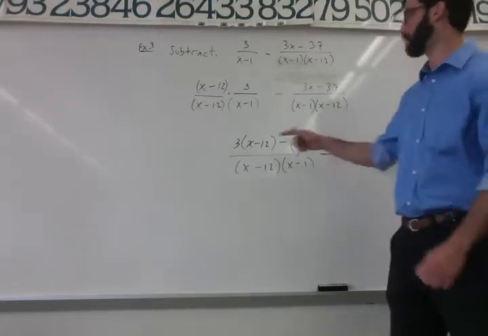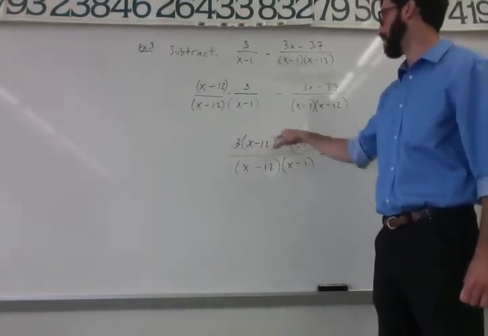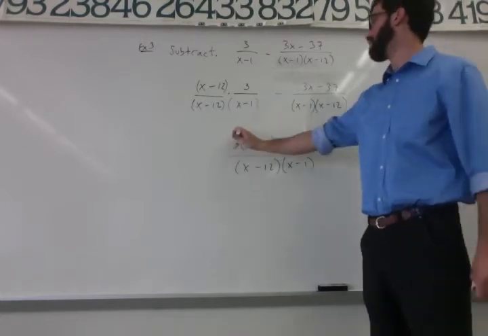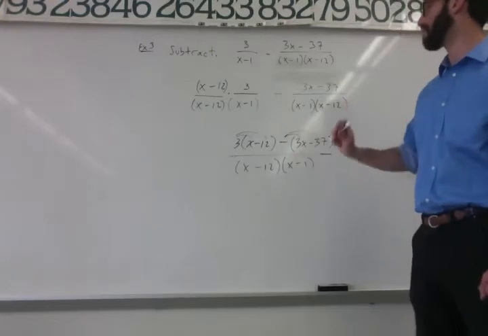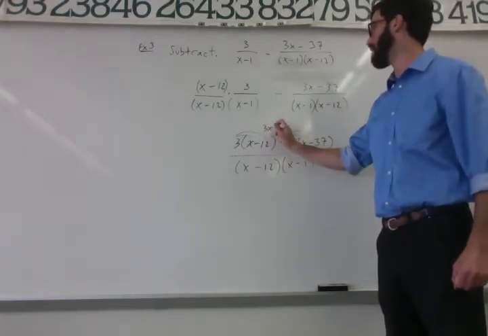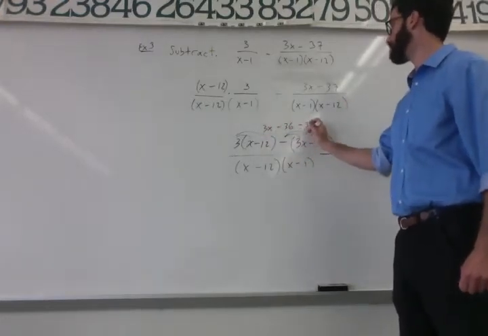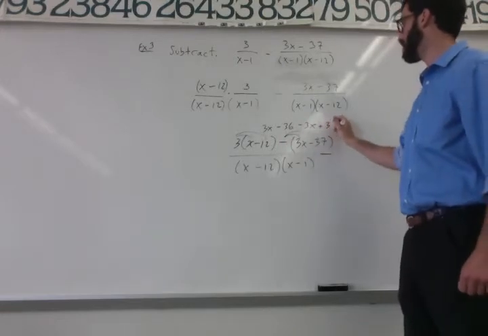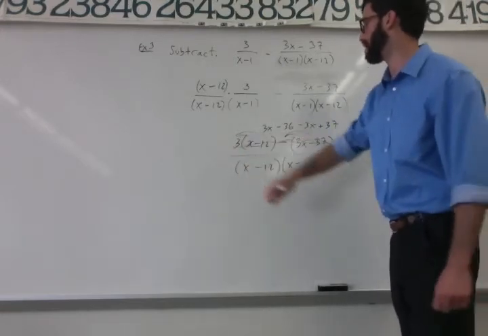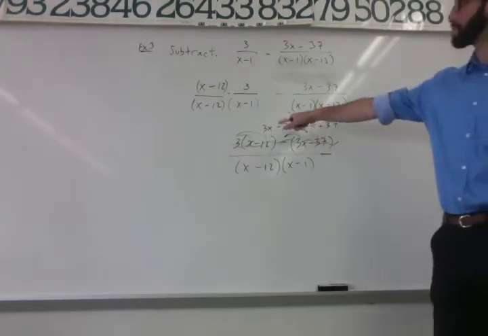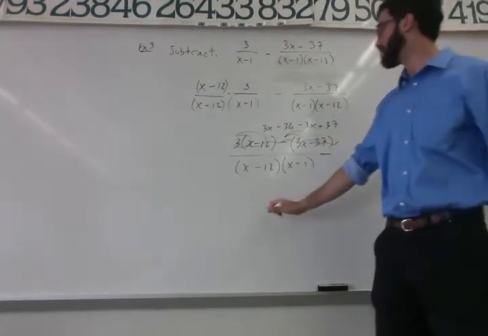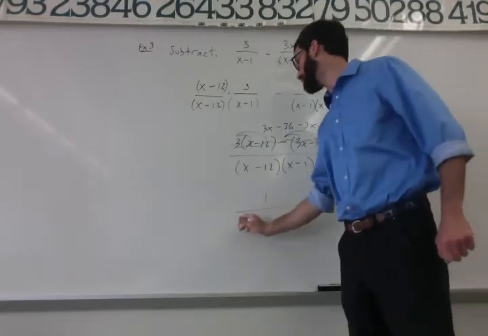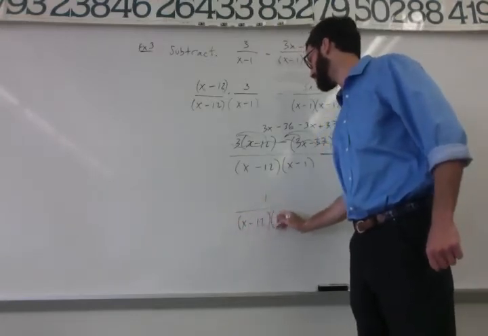All right, in the next step, we're going to just multiply through and collect like terms. So we'll have 3x minus 36 minus 3x plus 37, right? So let's save a little time. 3x minus 36 minus 3x plus 37 is what will be on top. That'll replace all this. In collecting like terms, 3x minus 3x is 0, minus 36 plus 37 is 1. So we're left with just 1 over x minus 12, x minus 1, and that's the answer.